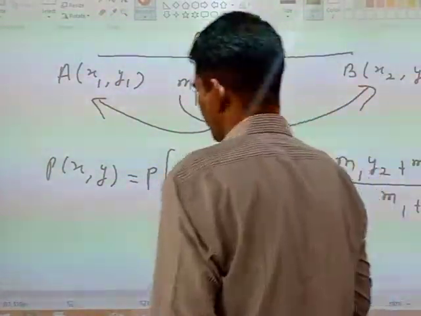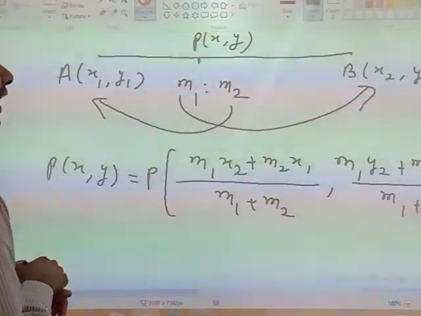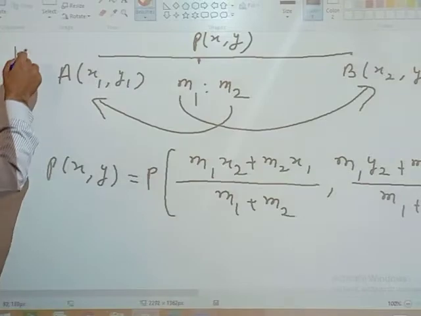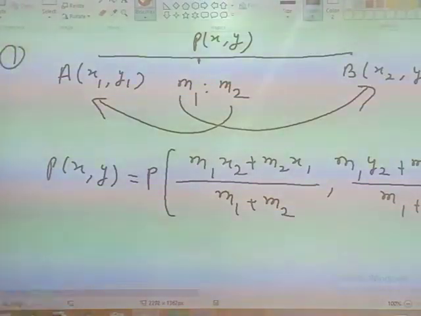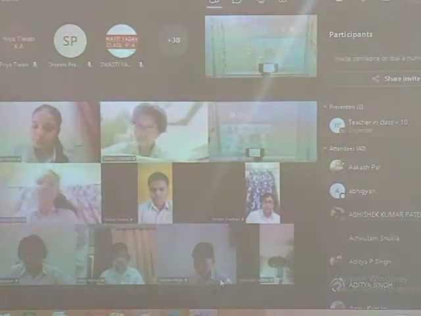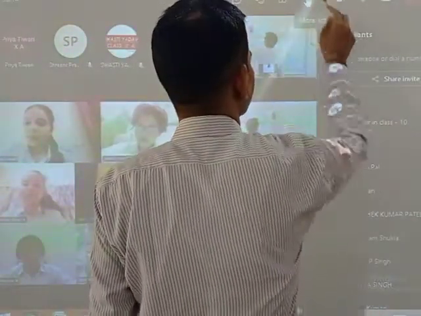This is the formula to find the coordinate of point P, which divides the line segment AB internally in the ratio of m1 ratio m2. Any doubt, any problems? Clear? The point is clear or not? Yes, sir, clear.